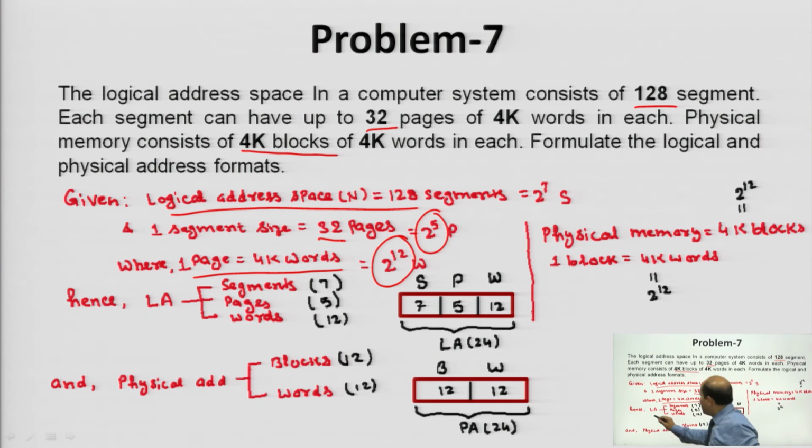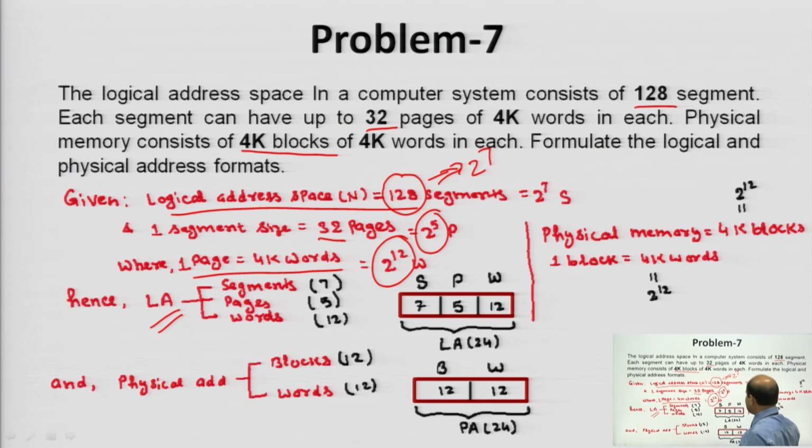Now, the logical address space, as we have already discussed in the virtual memory concept in our previous lecture, where we have done this logical address mapping, where the logical address is converted into 3 parts: segment, page and word. So, how many segments are there? We can see here 128 segments. How many bits are required? Because 128 equals 2 to the power 7, 7 bits are assigned to the segments, and in each segment there are 32 pages.